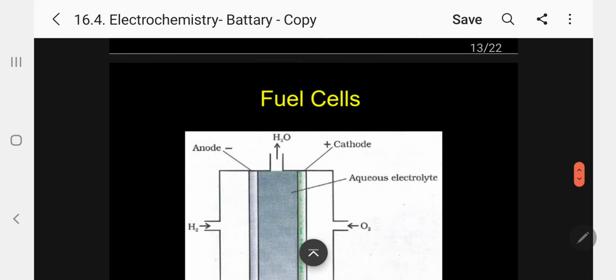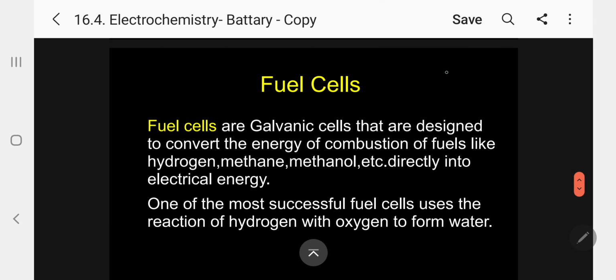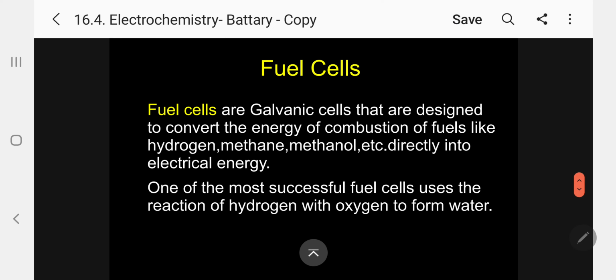Kindly follow. There is another cell called the fuel cell. There is an anode and a cathode. Through this, oxygen is entered, and through this, hydrogen is entered. So they combine to form water in the presence of aqueous electrolyte. This is called a fuel cell. This is the most important cell you must know. Kindly see, let me explain.